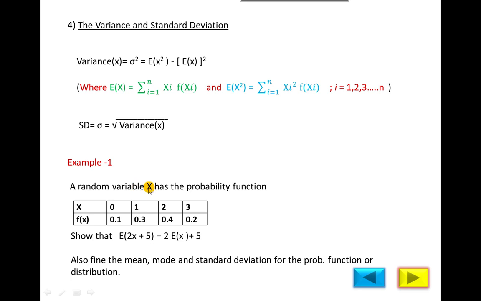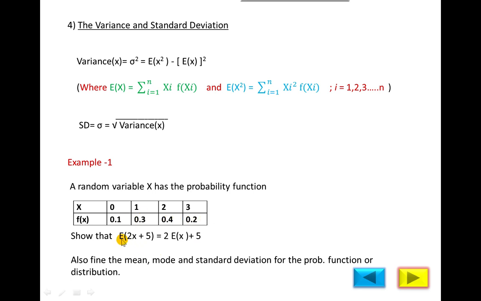A random variable x is given, and the probability of the random variable is also given. It has a probability function or probability distribution. The possible values of x are 0, 1, 2, 3. The probabilities are 0.1, 0.3, 0.4, 0.2. If you calculate the sum of these probabilities, it will always be equal to 1.